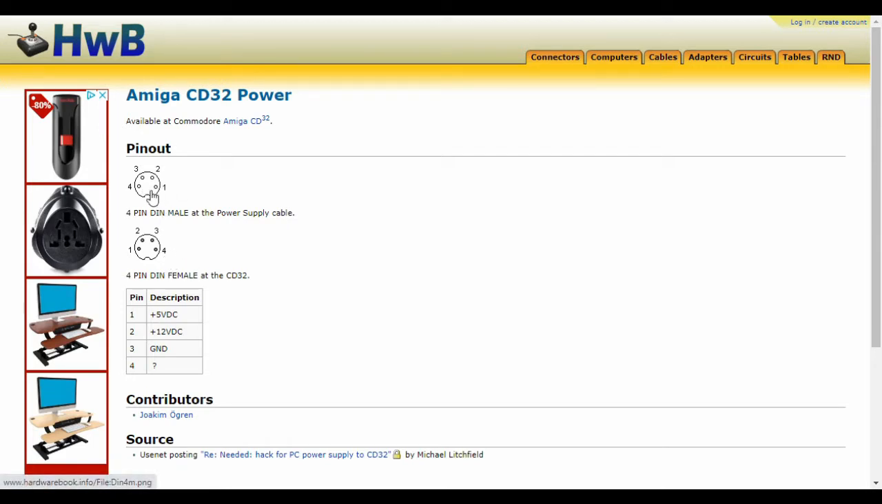I'll show you what I mean. I tested my power supply against this. This is supposed to be the 4-pin DIN male. Even if I had it reversed, it still wouldn't be right, because these are mirror images of each other, but either way, they do not line up here, and that can actually cause somebody to blow up their CD32.